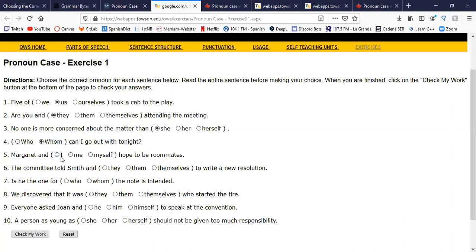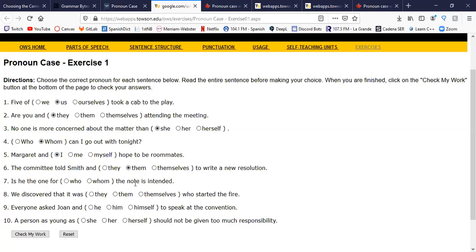Okay, so the answer would be Margaret and I hope to be roommates. Number 6, the committee told Smith and blank to write a new resolution. So which one is it? They, them, or themselves? Pause the video. Okay, so it'd be the committee told Smith and them to write a new resolution.